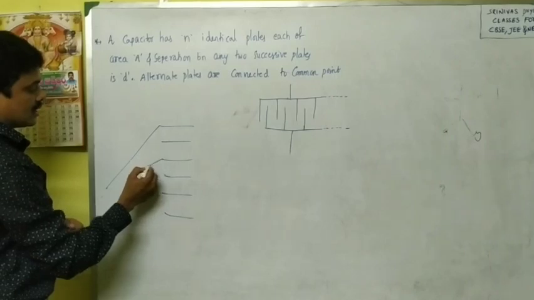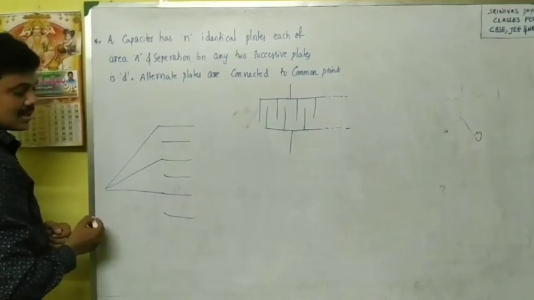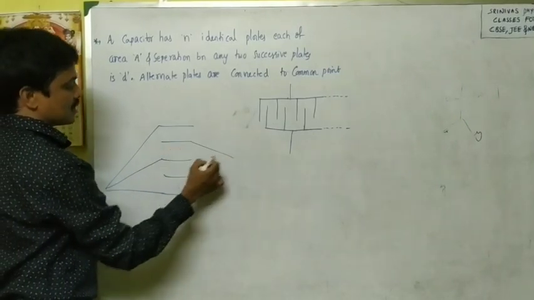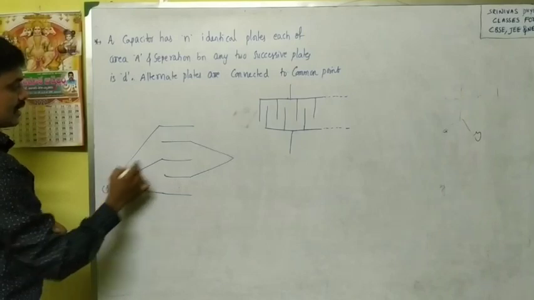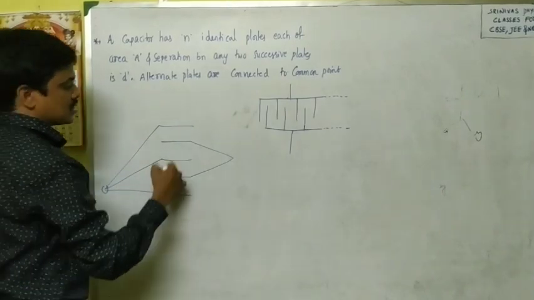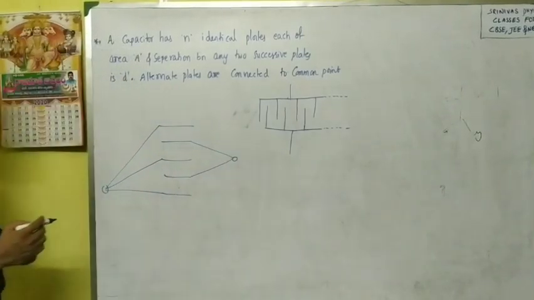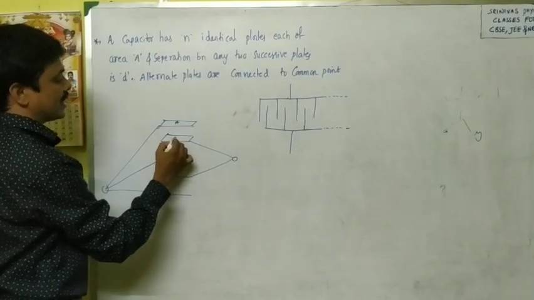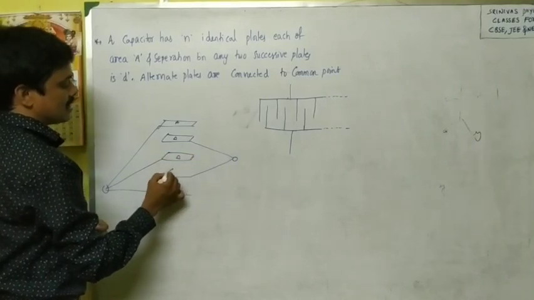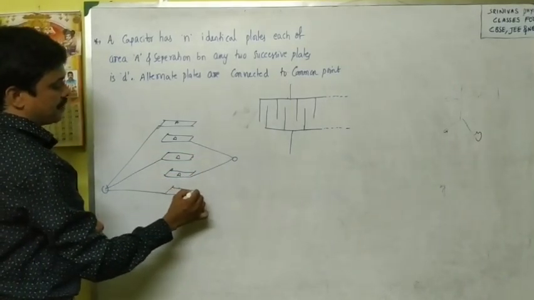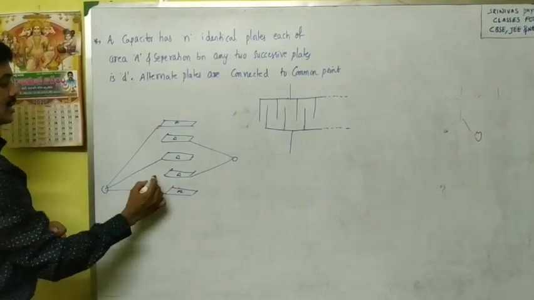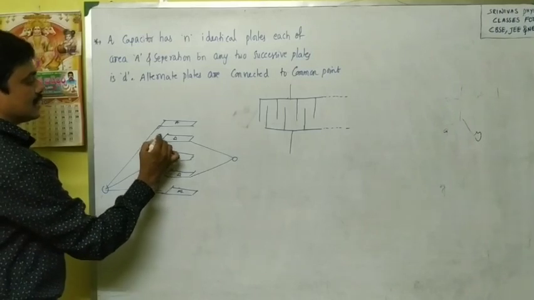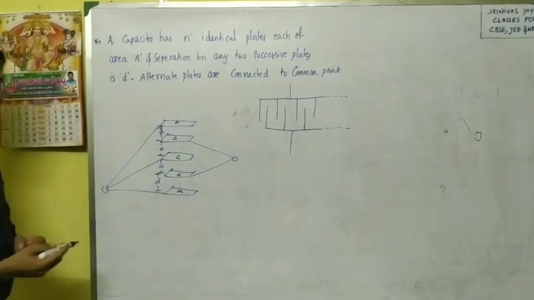Alternate plates are like this one, this one, and this one, and this plate and this plate. Look here, these three are connected to one point, and these two are connected to another point. Each plate has surface area capital A, right? And the separation between any two successive plates is D. Then what is the formula for the capacitance?